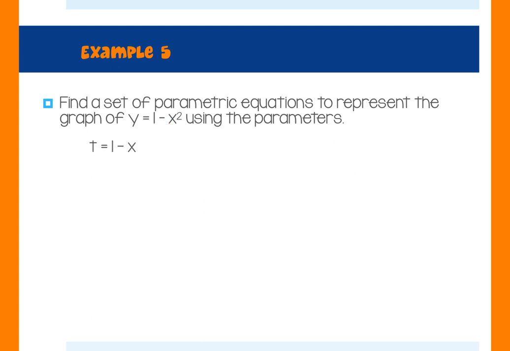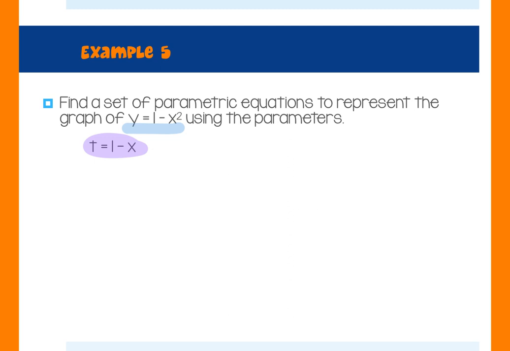Okay, the last one, same set of instructions. It says find a set of parametric equations to represent the graph of, and again, it starts the same. What's different this time is my parametric part of this. T equals 1 minus x. So x is the variable that is there that's rectangular. I want to solve for it.